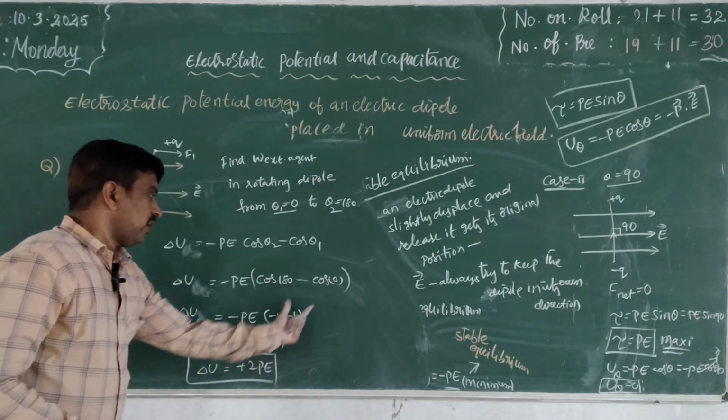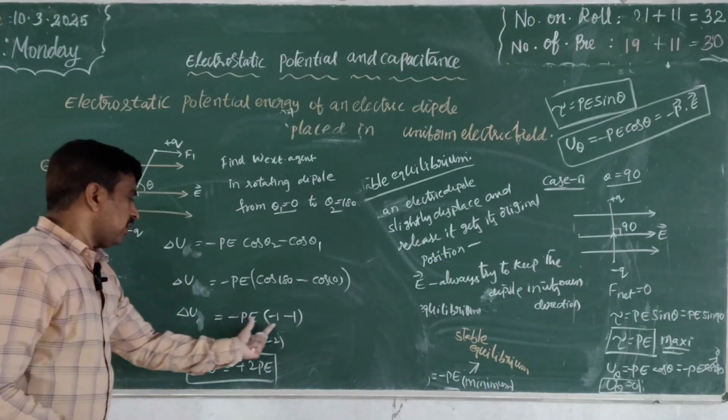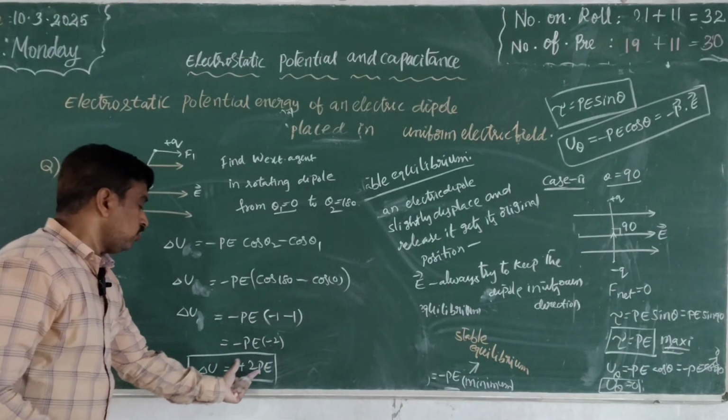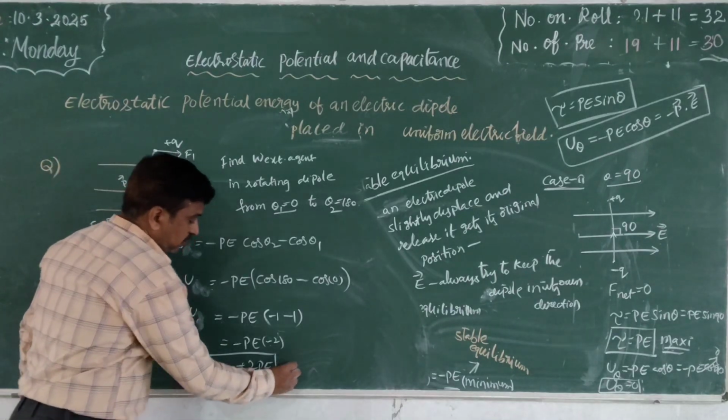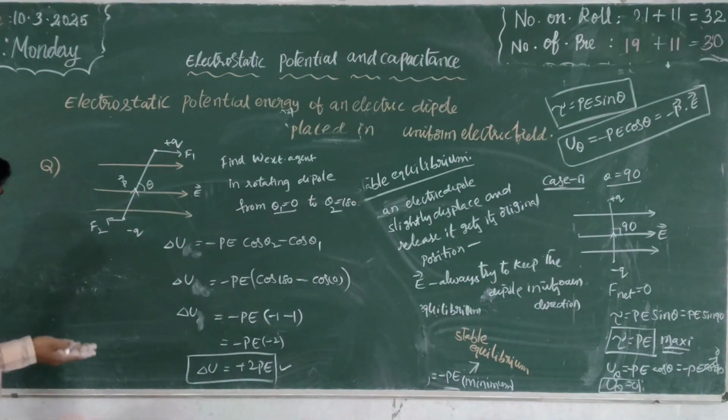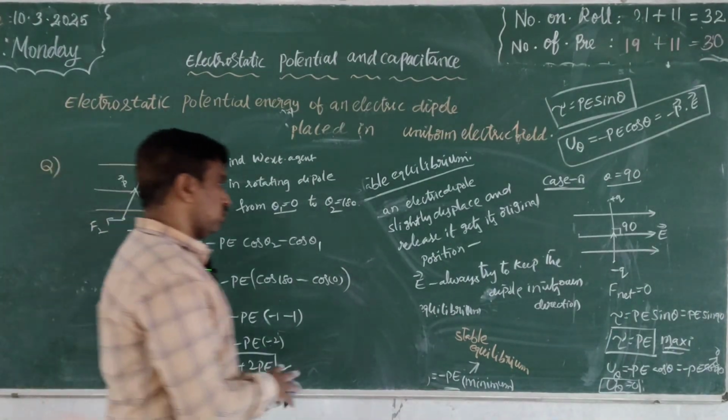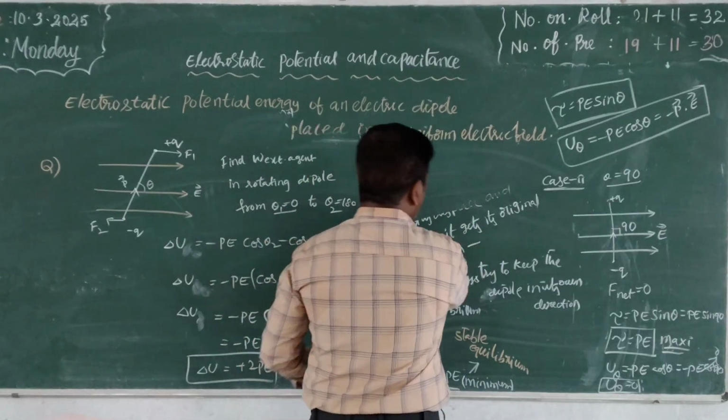We can write here minus 1, it is minus 1. So minus into minus plus, we can get 2pE. What is the potential energy stored in the electric dipole when it is rotating from theta 1 equal to 0 degrees to 180 degrees? It is the potential energy stored in the electric dipole. See next one.